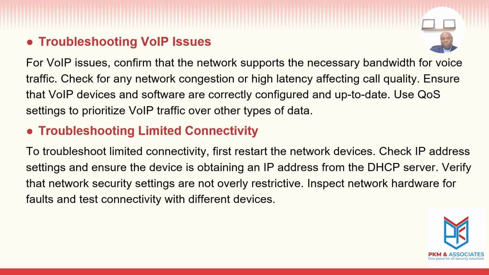Right now, let's move over to voice over IP. Again, for voice over IP issues, you want to confirm that the network supports the necessary bandwidth for voice traffic. You want to check for any network congestion or high latency affecting your call quality. You want to ensure that the voice over IP devices and software are correctly configured and up to date. You want to use QoS settings to prioritize voice over IP traffic over other types of traffic.